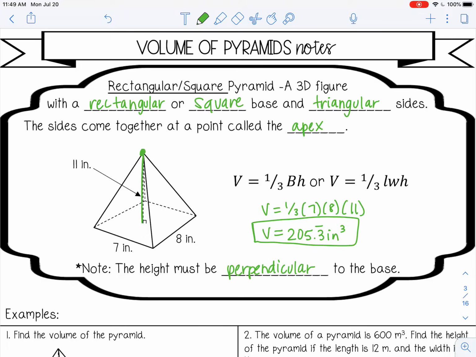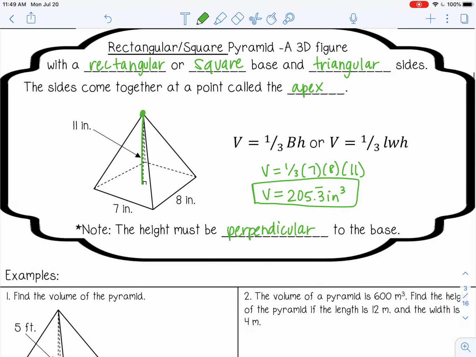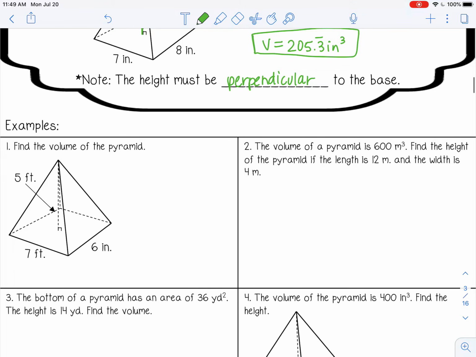All right, so let's try some examples. So number 1, find the volume of the pyramid. So 1/3 length times width times height. Go ahead and type that in your calculator. And you should get 70 inches cubed.